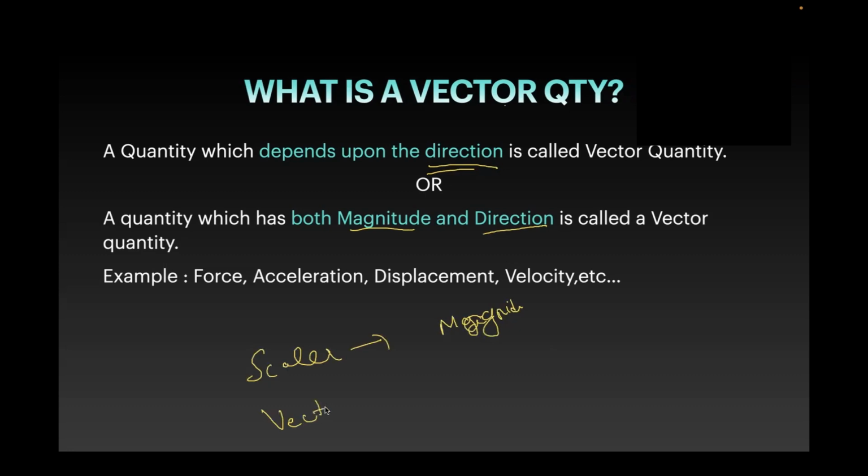What does a vector have? A vector has both magnitude and direction. Direction is important. You have to specify both. If you only specify the magnitude, it's incomplete. You have to specify the direction. Here are some examples: force, acceleration, displacement, and velocity. We'll see some examples, and I'll explain them in detail.